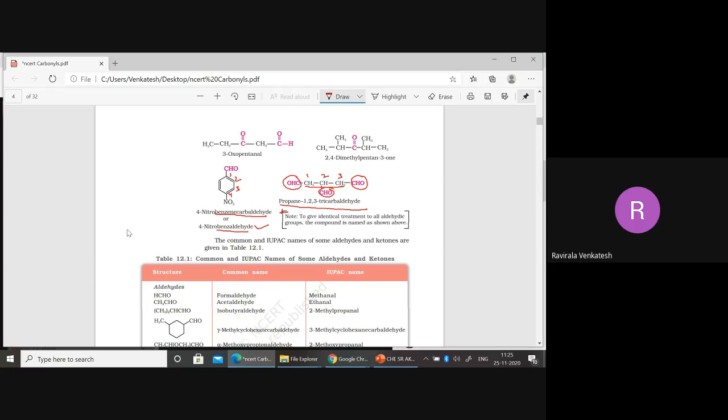Remember, when CHO is in the parent chain, call that one as -al. If CHO is not in the parent chain, call that one as carbonyl. Right? You have taken carbonyl because it is not in the parent chain. Correct or not? You have taken the carbonyl because it is not in the parent chain actually.